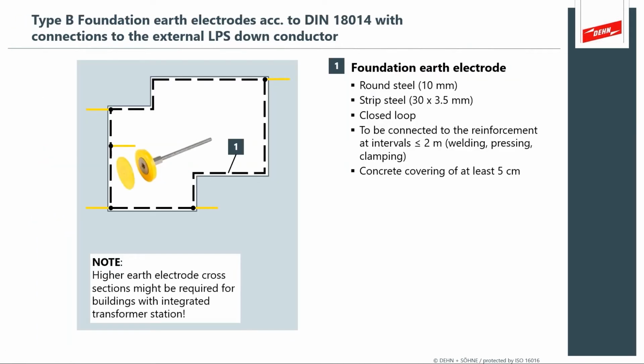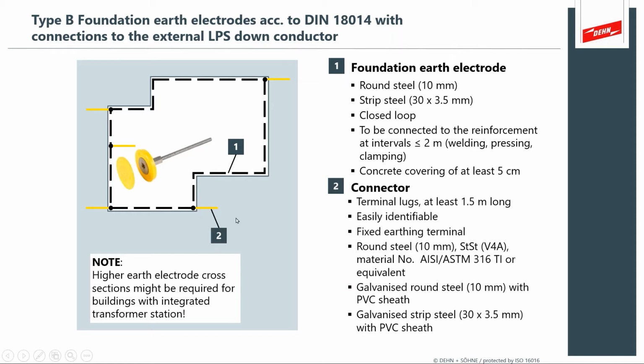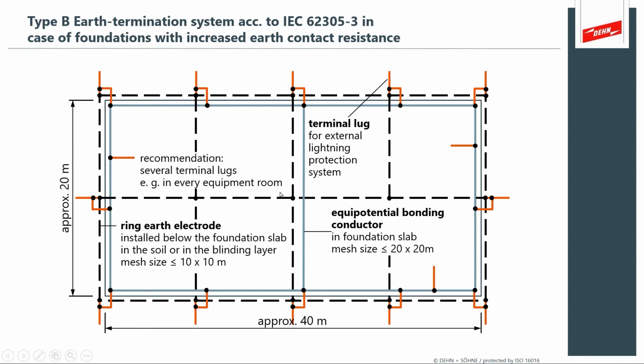Foundation earth electrodes. We know that we're looking for things like the closed loop. We're looking for the embedded connections so that you have points where you can access that earth electrode. We're looking for connections that are easily identifiable. We're looking for galvanized materials that are resistant to corrosion. In a type B earthing electrode system design, you want to make sure that it obeys the recommendations. We're looking for foundations with increased earth contact resistance.